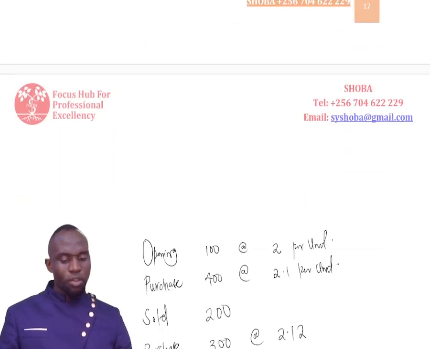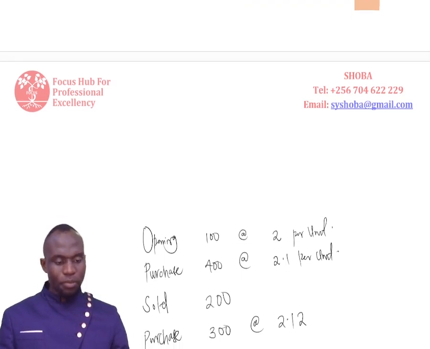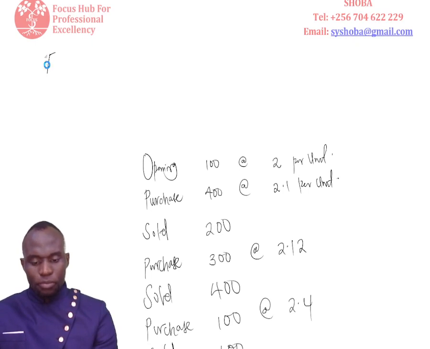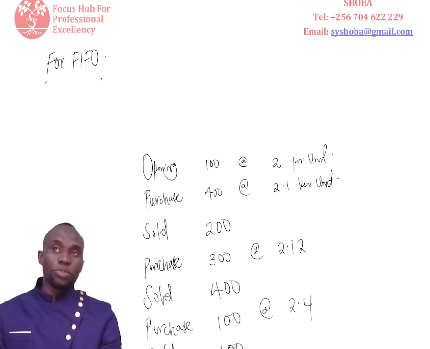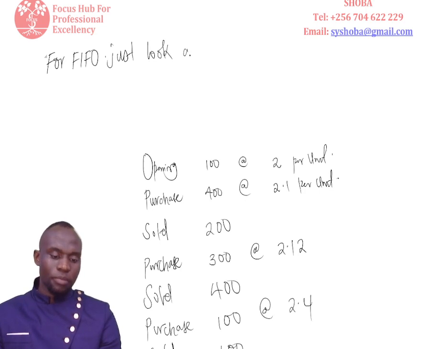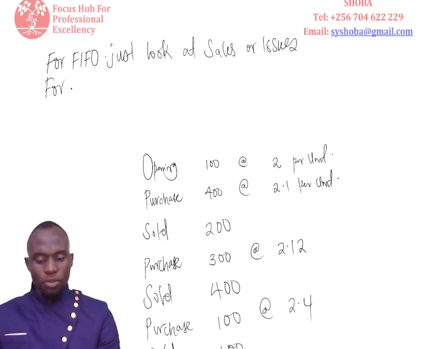The question wanted us to calculate the value of issues and closing inventory using the FIFO method, continuous and periodic. Now I'm giving you the working. It is simple. For the FIFO method, or even LIFO, but LIFO is not accepted in financial accounting, the working is simply this. You just look at the sales, or in some questions they call them issues. That is the working.